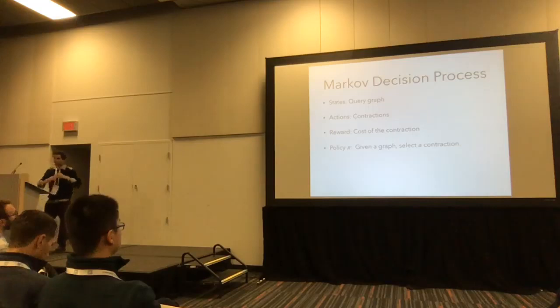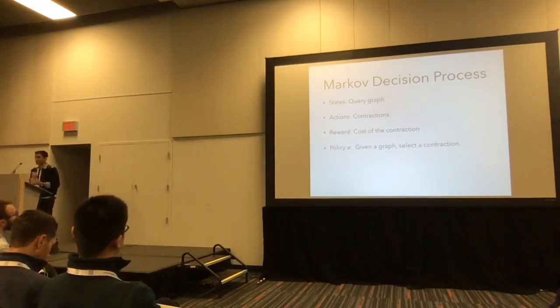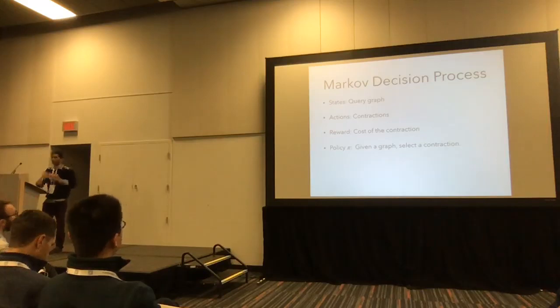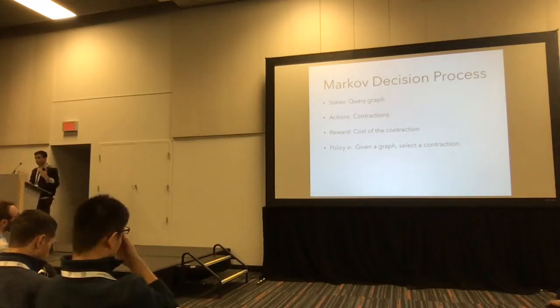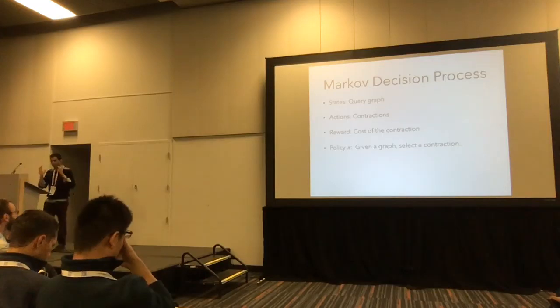The reason that I presented it in this kind of esoteric way is that the query graph in some sense summarizes the full state of the optimization problem. We don't need to know what sequence of joins got us to this intermediate state. We just need to know how to behave in the future, right? So we have a Markov decision process where the states are the query graphs, the actions are all possible contractions you can make. The reward is the join cost, the cost of the contraction, right? The analog to the cost model that we see. And a policy is to figure out, given a graph, select the next best contraction.